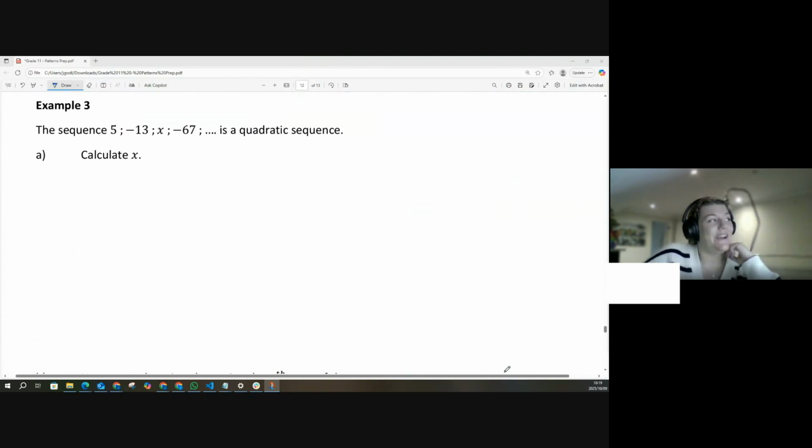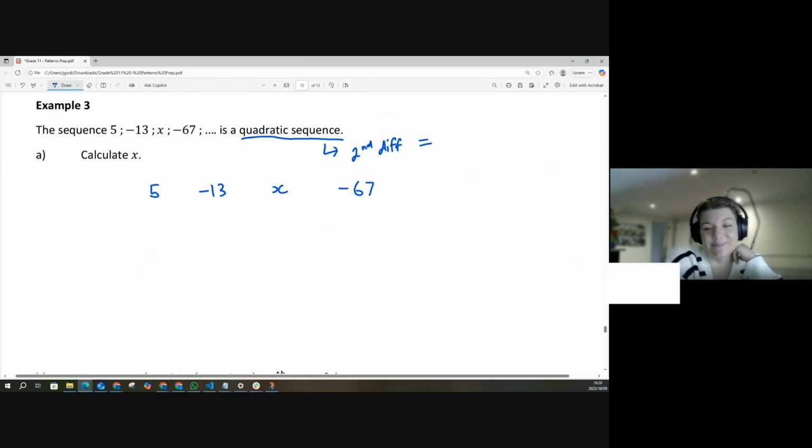We've got a quadratic sequence, 5, -13, x, -67. They've told us it is a quadratic sequence. If it is a quadratic sequence, we know that our second differences are equal. So think about what that means. I shall give you some time.